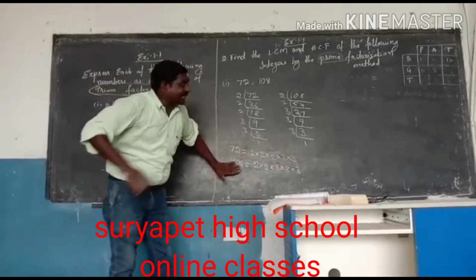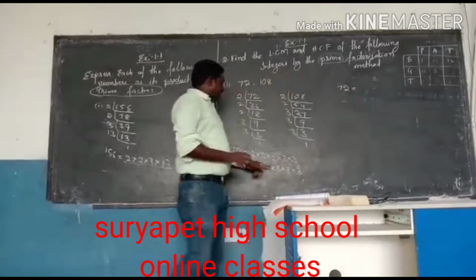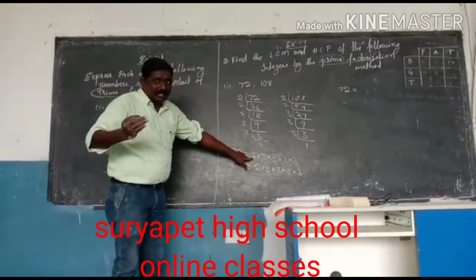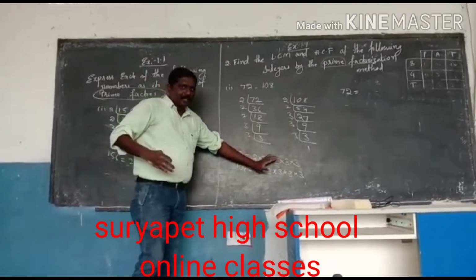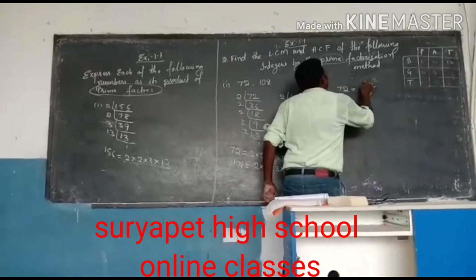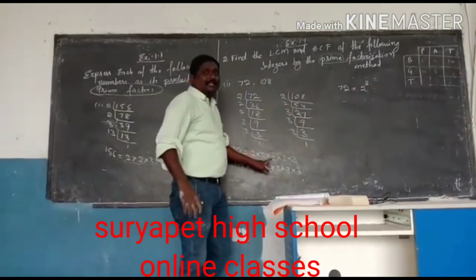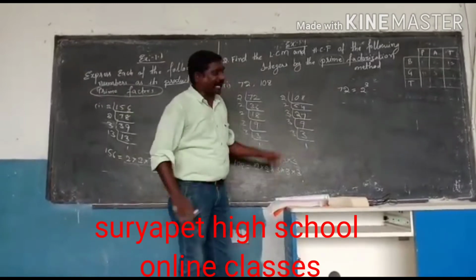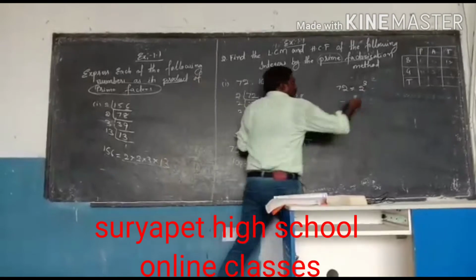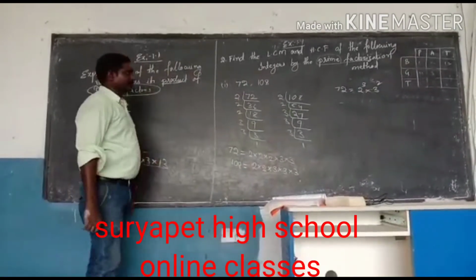These prime factorizations can also be expressed in a unique order, ascending order. If we write it this way, how many 2's are there in 2 into 2 into 2? 3. So we can express it in exponents as 2 cube. And how many 3's are there? 2. So we can say 3 square.